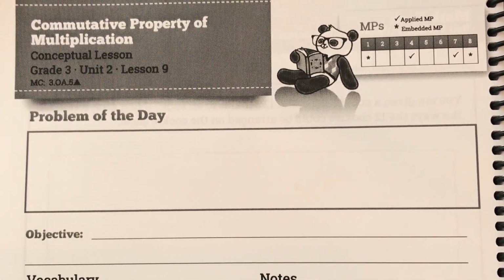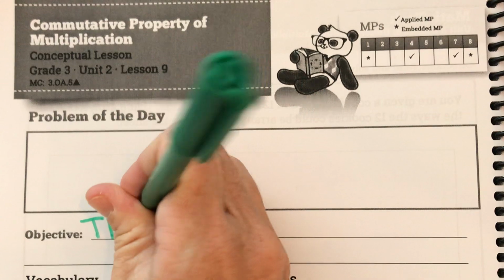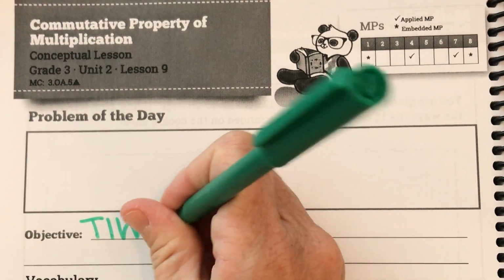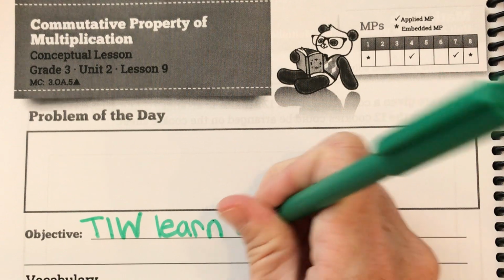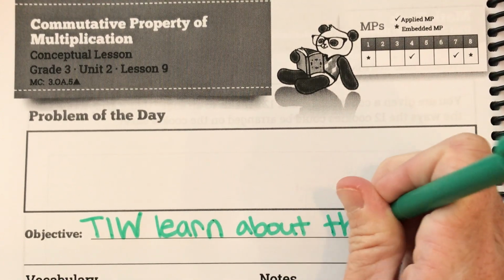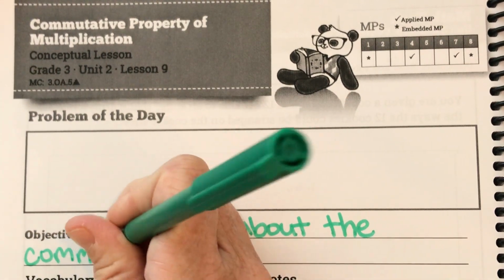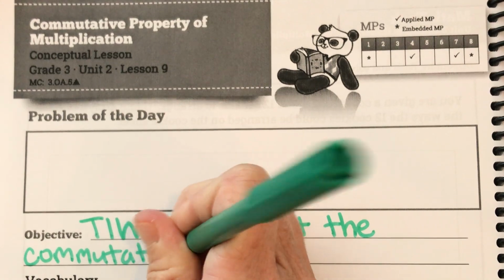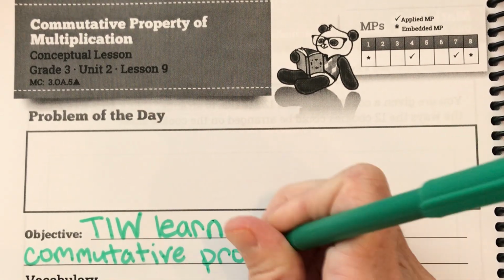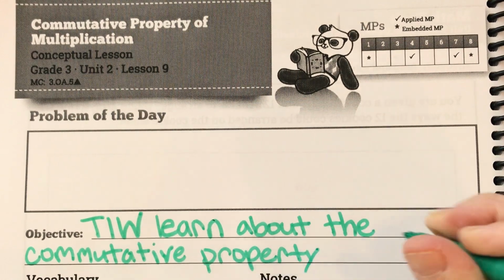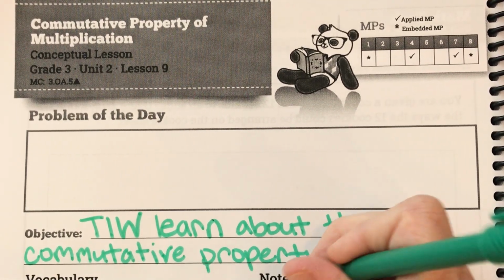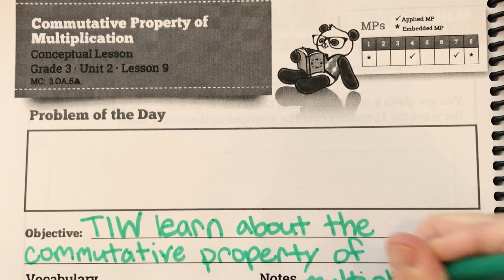Today we are on page 135 of your student journal, page 135. And our objective today is, today I will learn about the commutative property of multiplication.